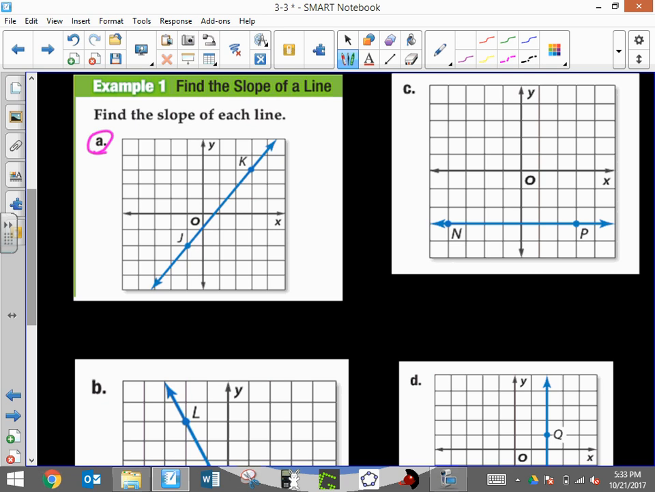So from J, I'm going up 1, 2, 3, 4, 5. So I'm going to say that my rise is 5 over then my run. So where I previously stopped right here, I'm going over 1, 2, 3, 4. Since I went up 5, that's positive, and since I went to the right 4, that's also going to be positive. So my slope then is going to be 5/4.